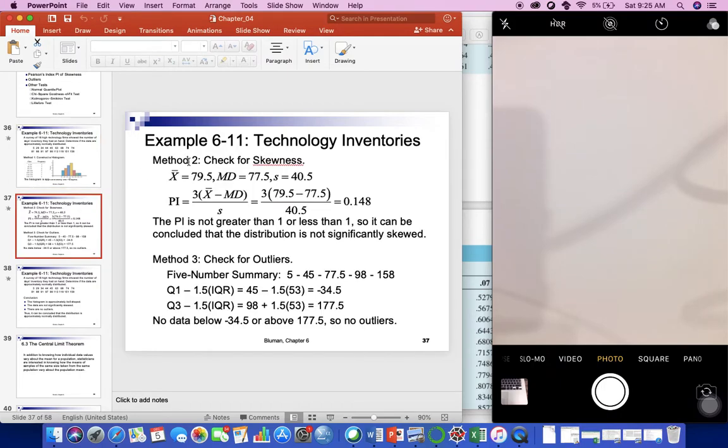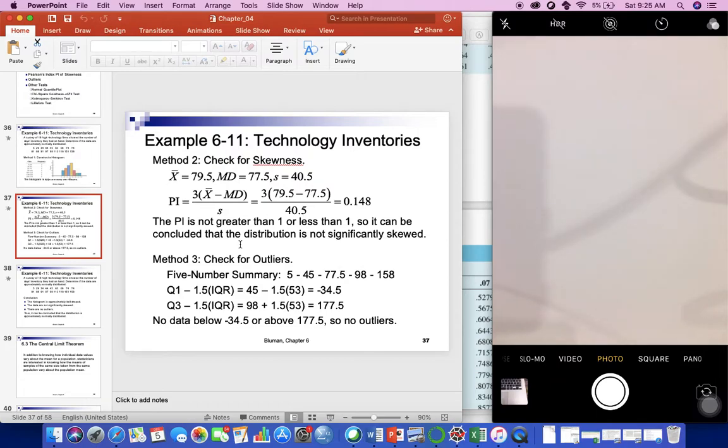After that, for method 2, you need to check for skewness. First you need to find the mean, then the median and standard deviation. Using the PI formula, PI is 3 times mean minus median, divided by standard deviation. You get a skewness of 0.148. So the PI is not greater than 1 or less than negative 1, so it can be concluded that the distribution is not significantly skewed.